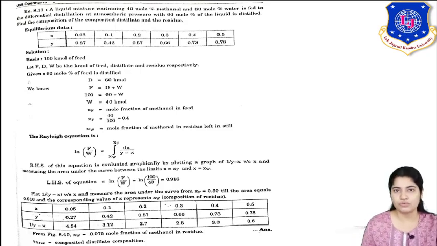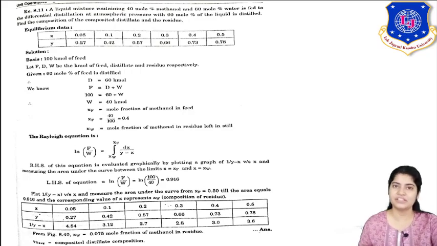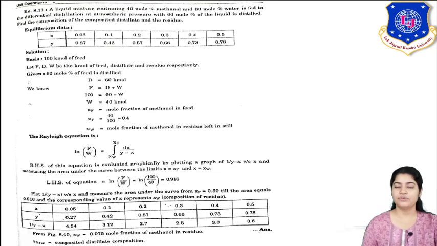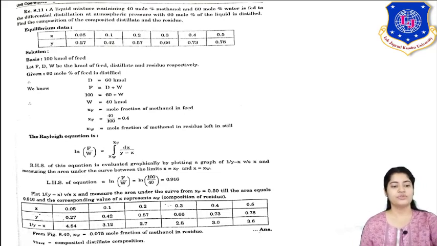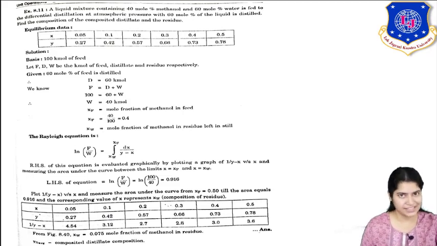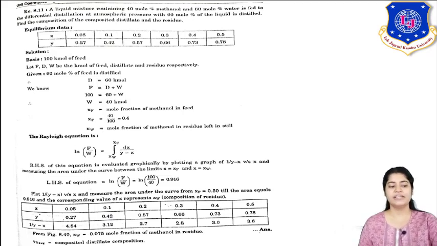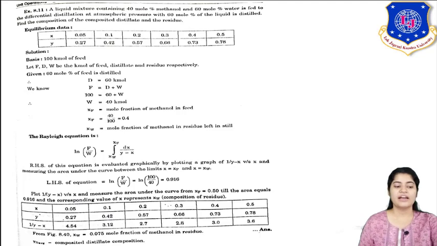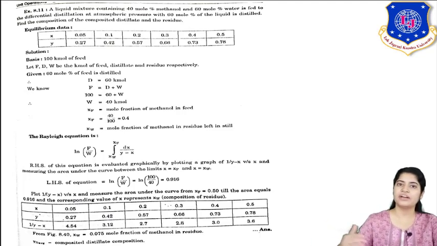So Xw is what here? Mole fraction of methanol in residue left in still. Now the Rayleigh equation is what? ln of F/W is equal to the integral from Xw to Xf of dx upon (y minus x). So you can see I need 1 upon (y minus x) data. Hence in the equilibrium data, I have added another column, 1 upon (y minus x).